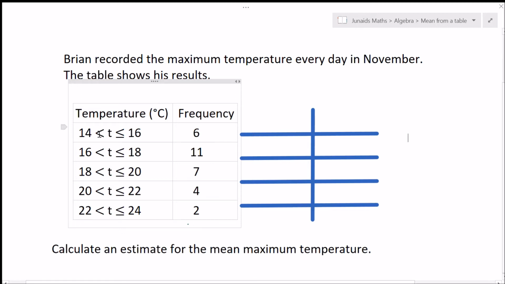Now, in this table, it's showing that frequency 6 and the temperatures were recorded in November every day. So that means on 6 days, the temperature was greater than 14. So that doesn't include 14. Was greater than 14 or less than or equal to 16. That means 14.1 or 14.5, 14.8 or 15.